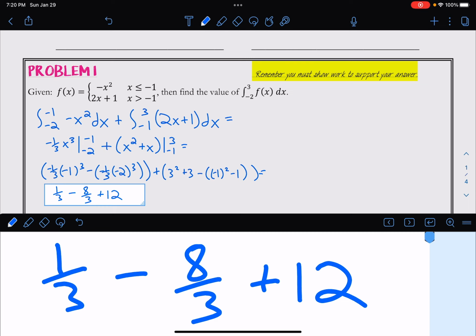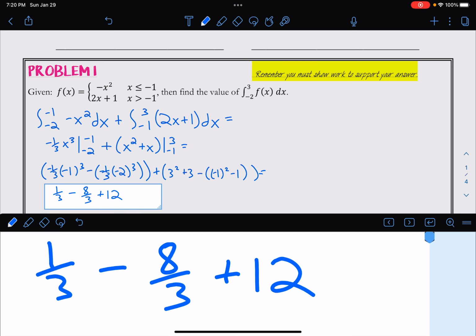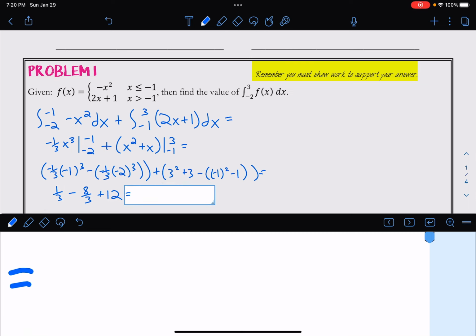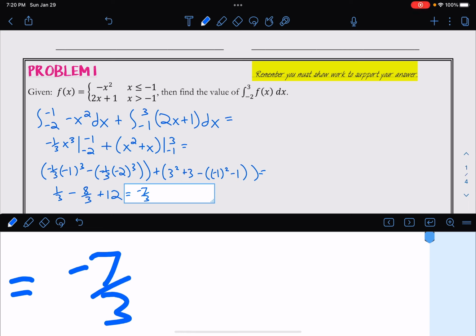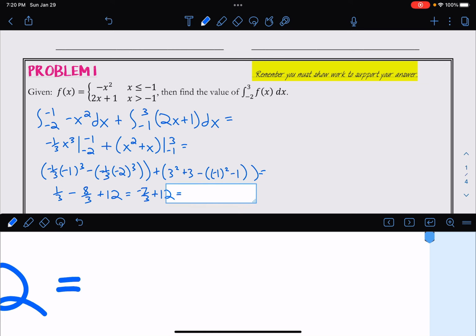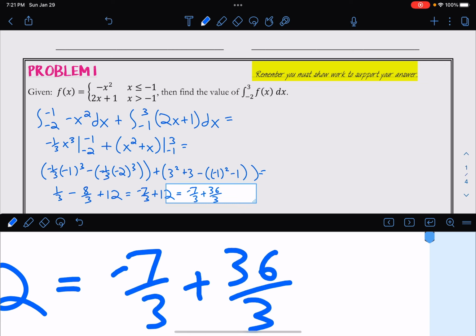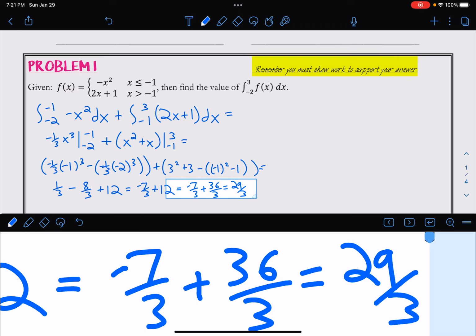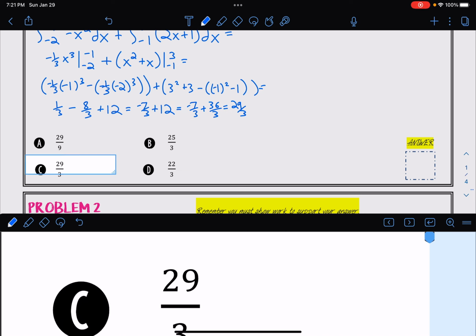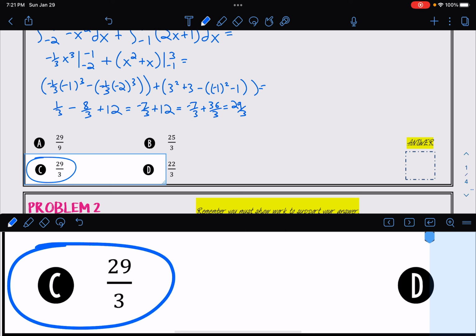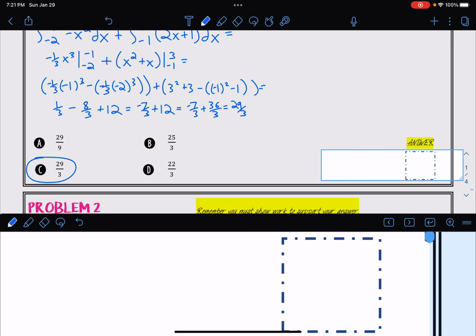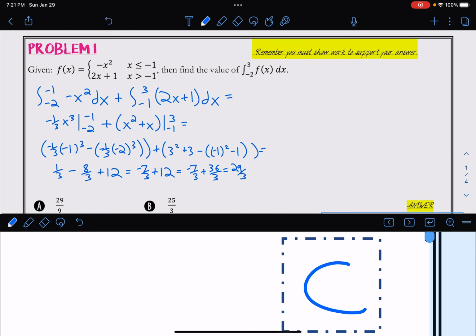So this is all I have. This is going to be negative 7/3 plus 12. 12 is the same thing as 36 over 3, and so combining these, we get 29 over 3. And so we get an answer of C. You can go ahead and write that there. Okay, so that one's not too bad.